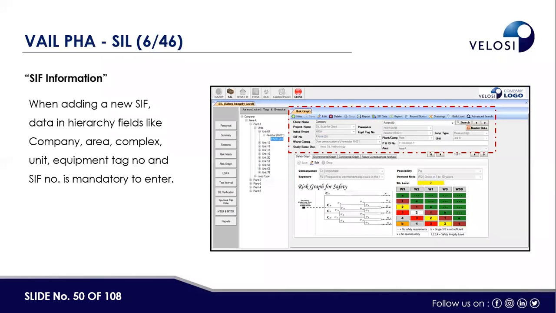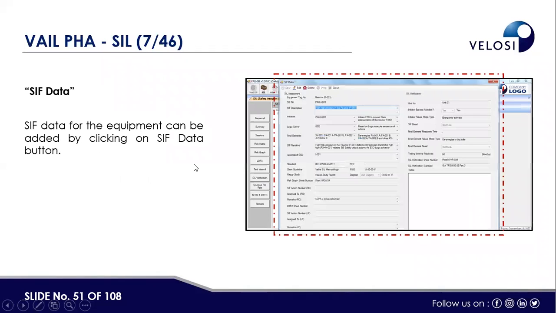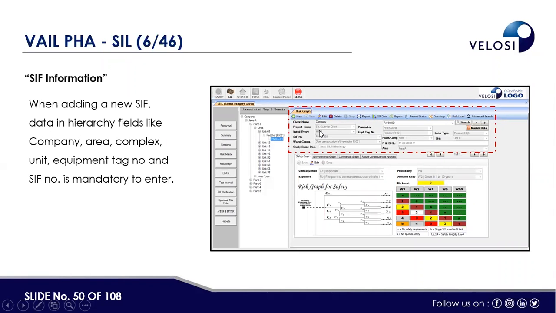There is a hierarchy. For example, the area, and then plant, and then what unit of that plant. For example, if there is a reactor, there is a compressor, there are SIFs related to the compressor, SIFs related to the pumps, all can be grouped in a certain hierarchy. And then in the SIF data, before going to the SIF data, let me explain it in detail.